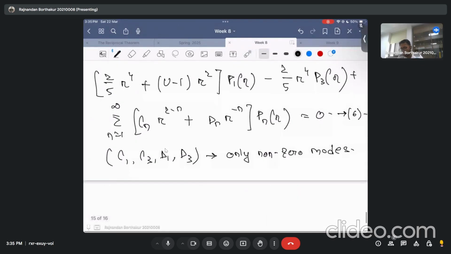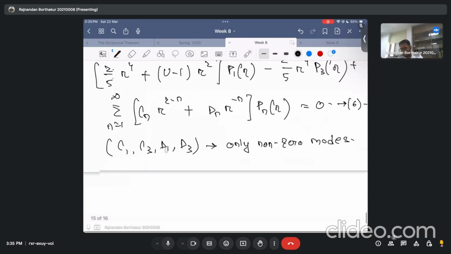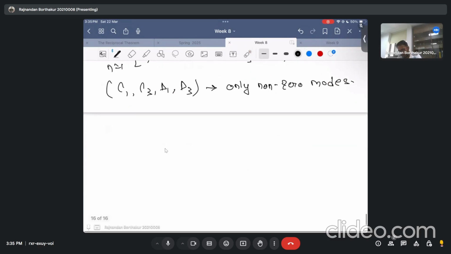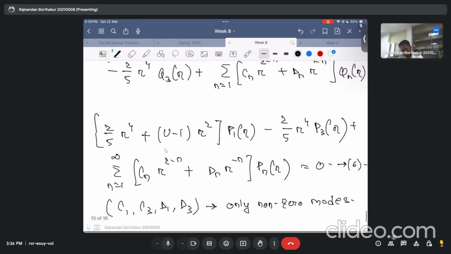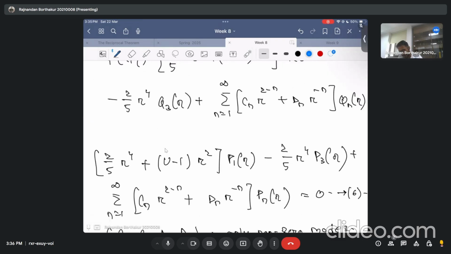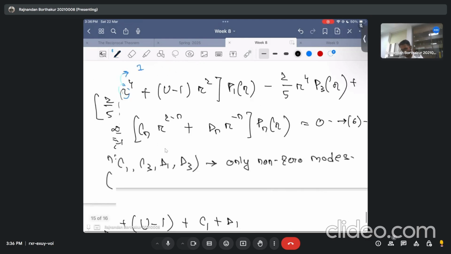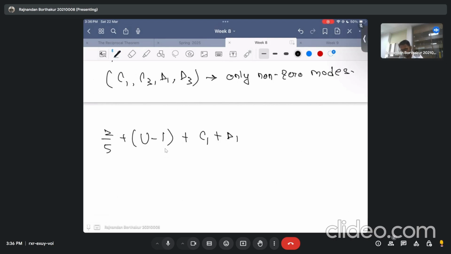Because I know that I just have n equal to 1 and n equal to 3 modes, I can expand this for n equal to 1 and 3, and if I do that, I just have this term. I'll combine the n equal to 1 mode together for the far field and the disturbance, so it becomes 2 by 5 plus u minus 1 plus c1 plus d1, and remember that this r will just be 1 now, because we are evaluating this at r equal to 1 to be precise.